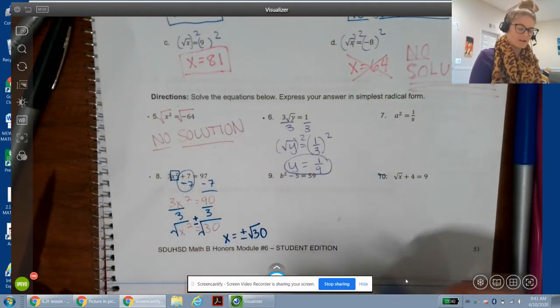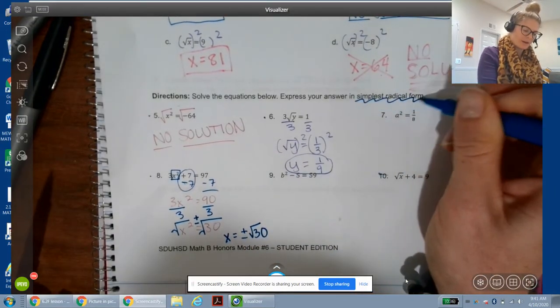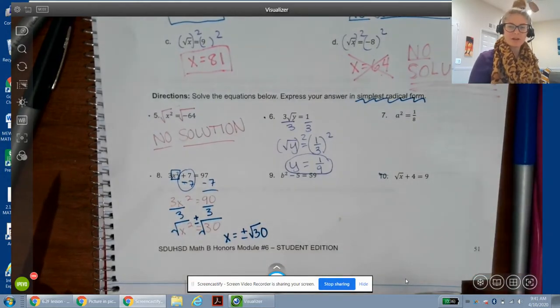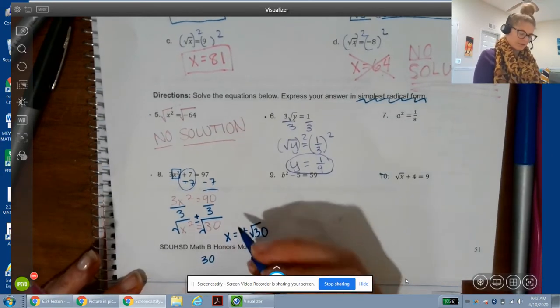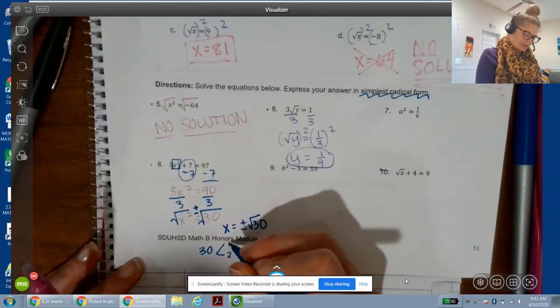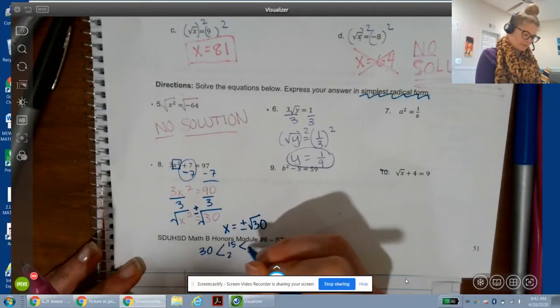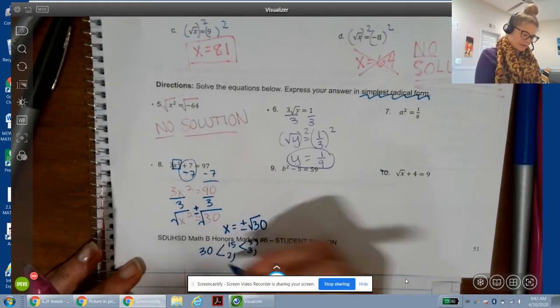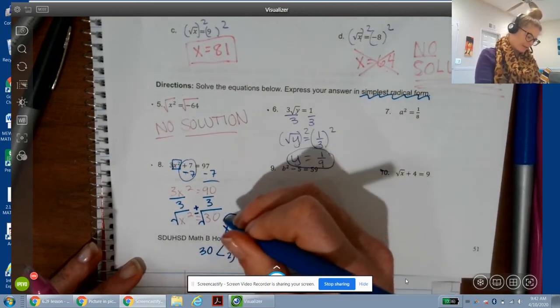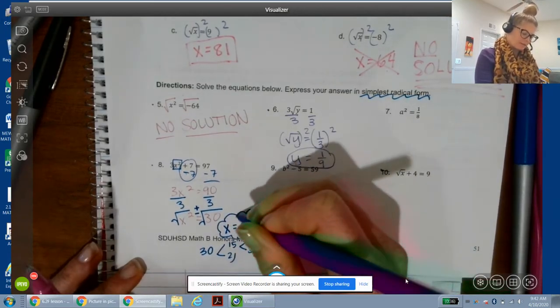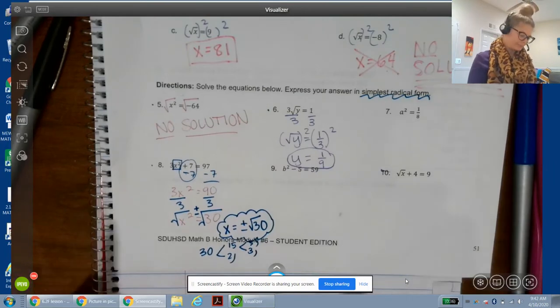Then you have to go back. Oh my gosh, the directions say simplest radical form. Let's think about 30 for a second. Are there any perfect square factors that go into 30? Well, if I look at 30, I know 30 is 2 times 15, and 15 is 3 and 5. So it's in simplest radical form. This is how I put my answer. X is equal to plus or minus square root of 30.